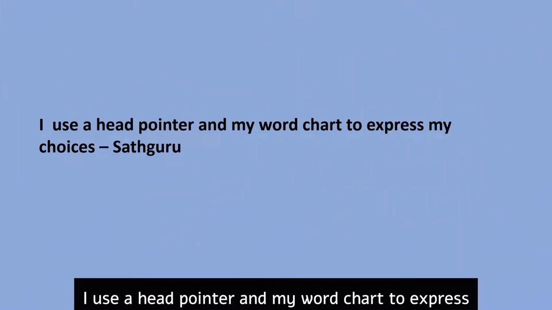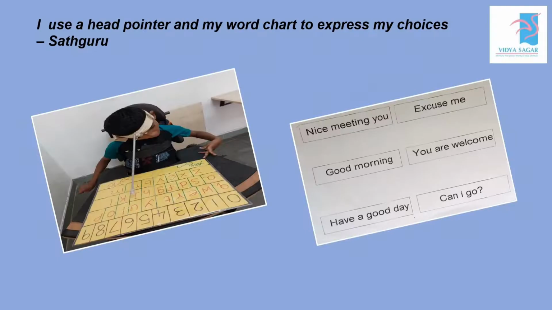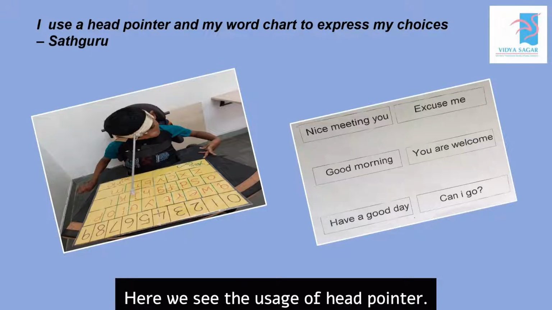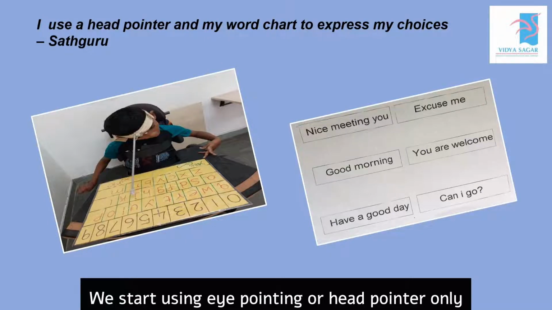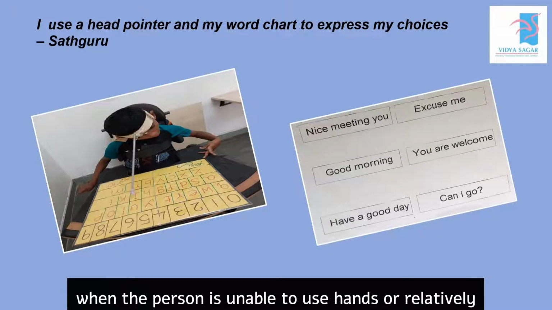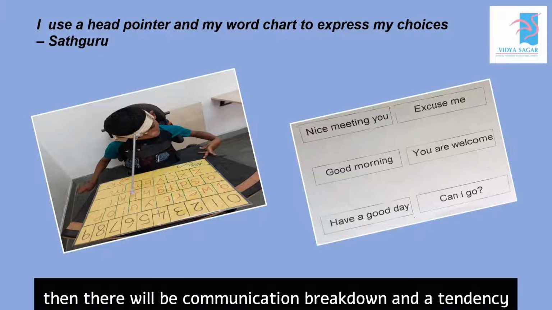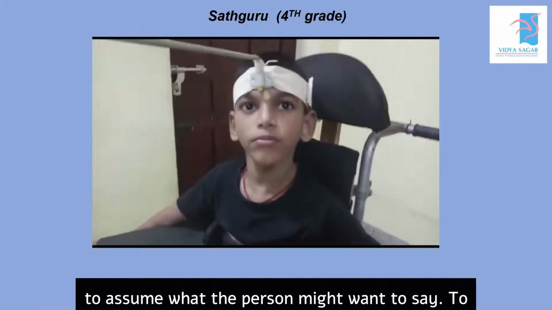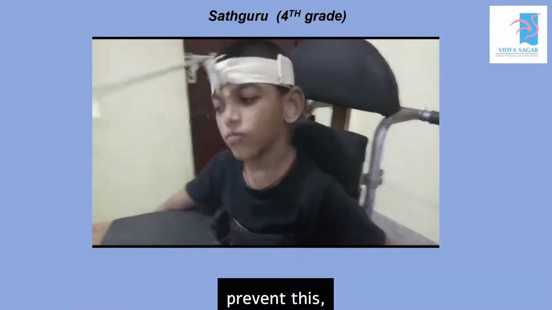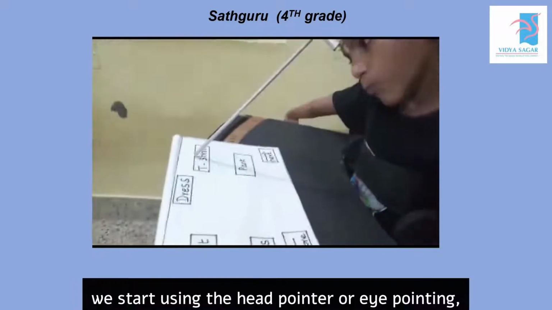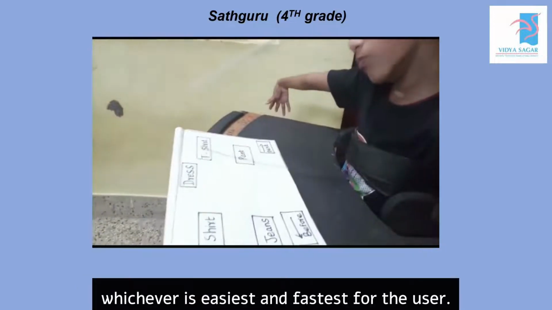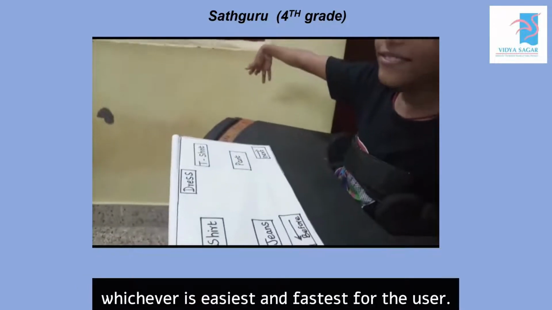I use a head pointer and my word chart to express my choices. Here, we see the usage of a head pointer. We start using eye pointing or head pointer only when the person is unable to use hands or it takes a long time to point using hands. Then there will be communication breakdown and a tendency to assume what the person might want to say. To prevent this, we start using the head pointer or eye pointing, whichever is easiest and fastest for the user.